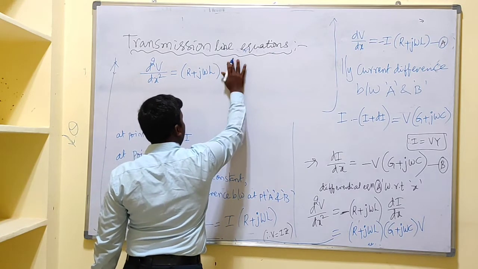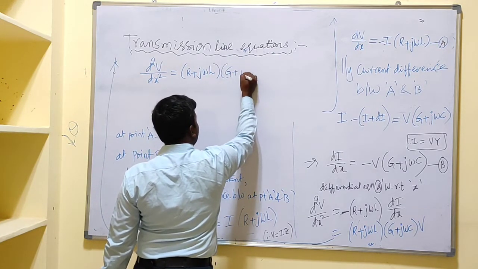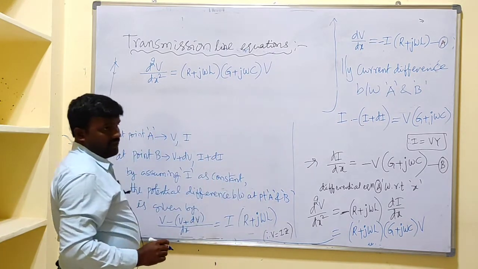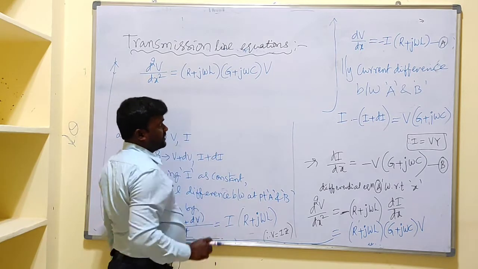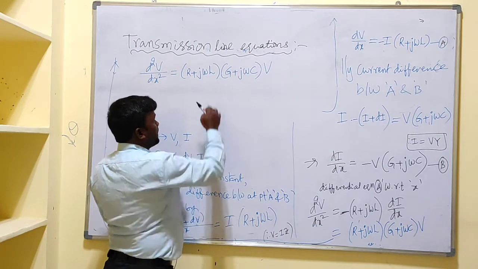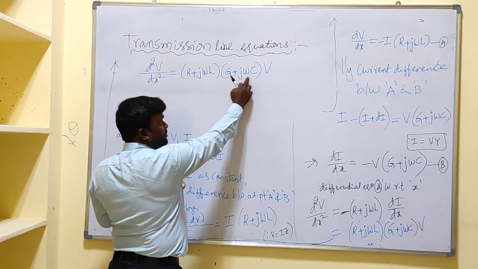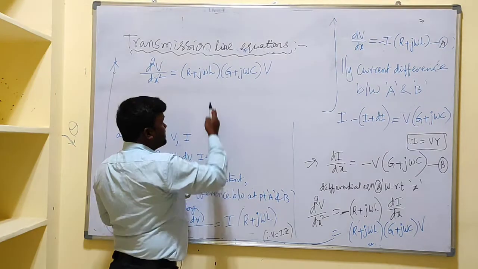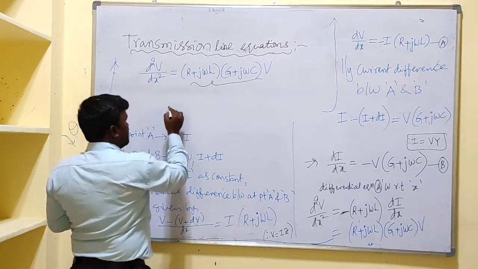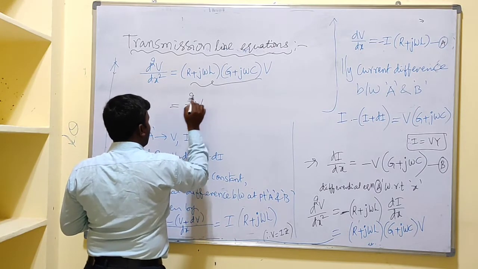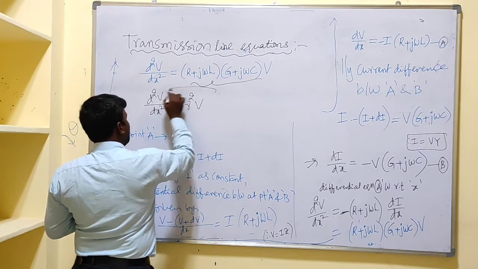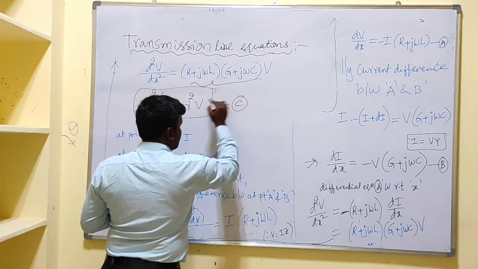R plus jωL into G plus jωC into V. Okay? R and L are constants, so this is nothing but R plus jωμ, which we can write as jωμσ plus jωε. So this is the wave equation, and we can treat this as some constant. So we can write this as γ²V. This is one of the equations, we can take this as equation C.